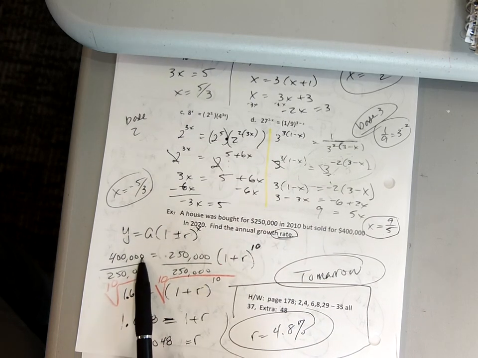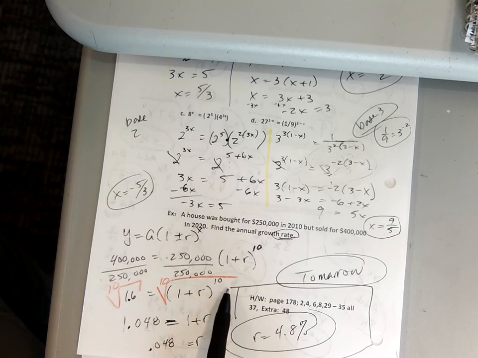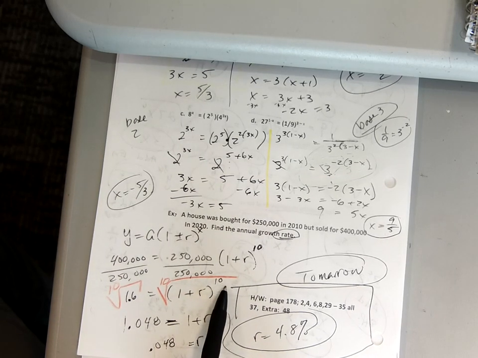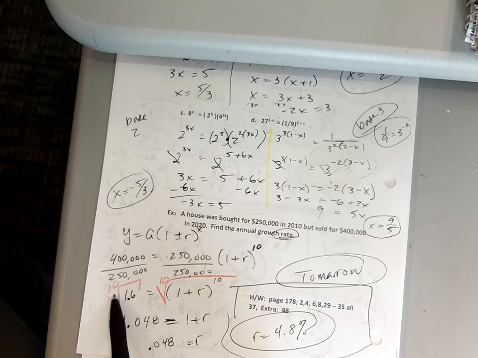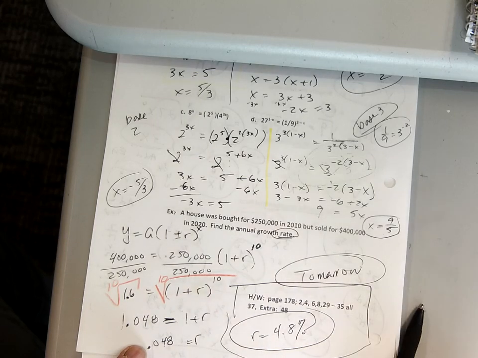I divided by 250,000, I got 1.6. And then how do I get rid of this 10? By doing the 10th root. And I did that on my calculator. I took it to the 1/10 power. And then I subtracted 1, and I got 0.048, which is about 4.8%.